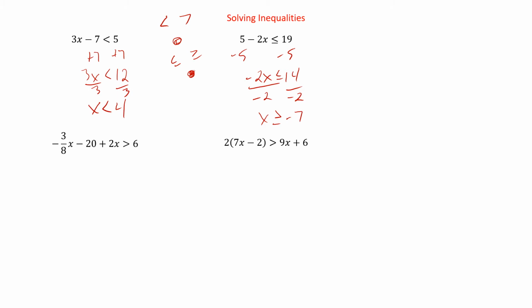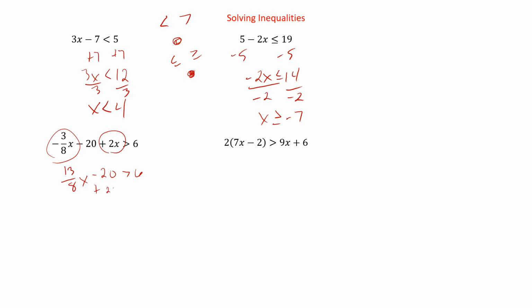So this one on the left, same thing as if we're solving an equal sign. First thing we want to do is combine our like terms. We have some x's here. They're on the same side of the inequality, so we just combine them. Negative 3/8 x plus 2x. 2 is going to be 16/8, minus 3/8 is going to be 13/8 x minus 20 is greater than 6.